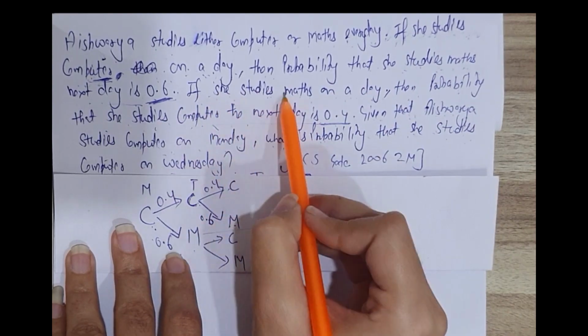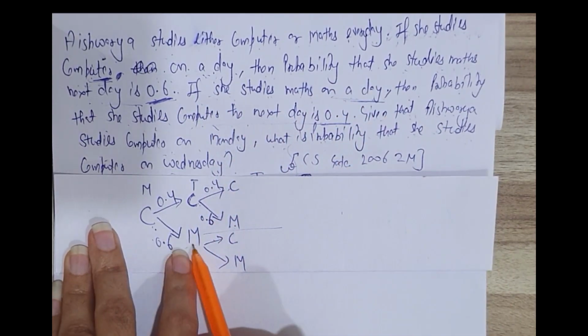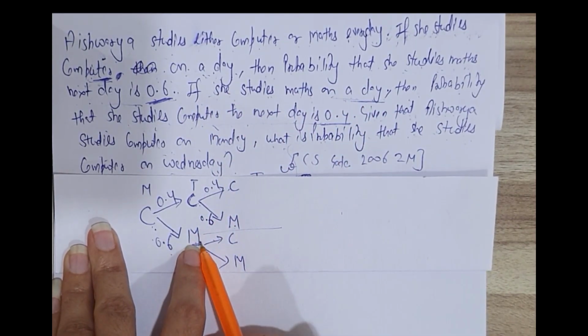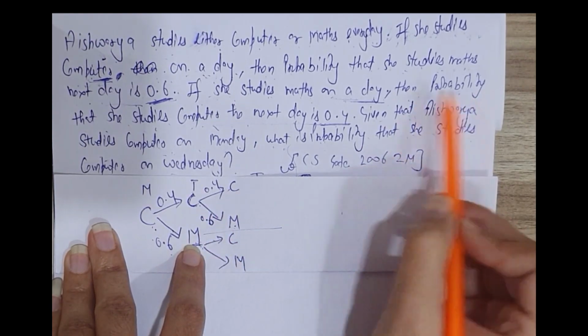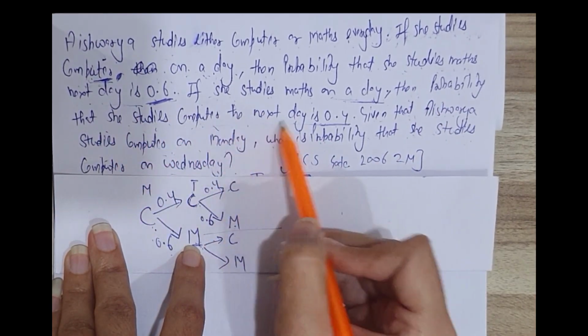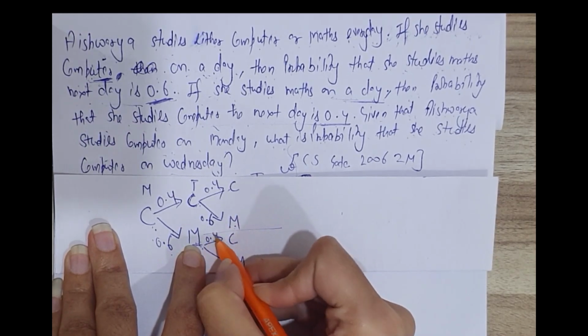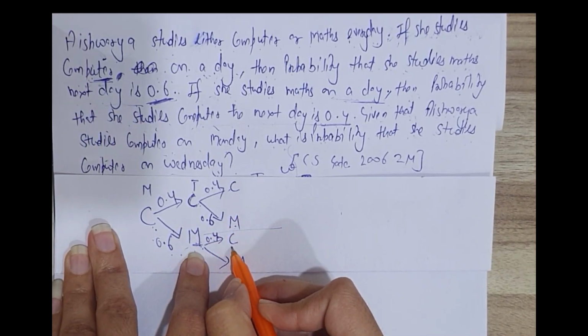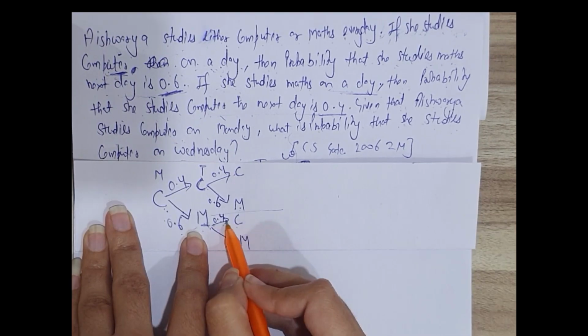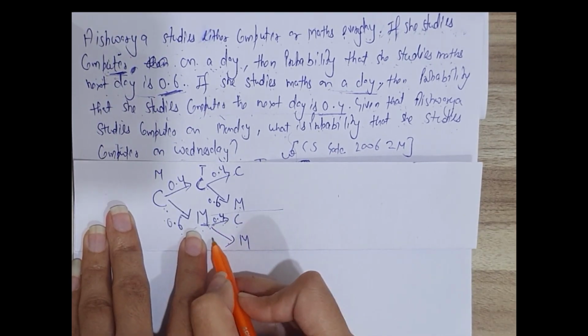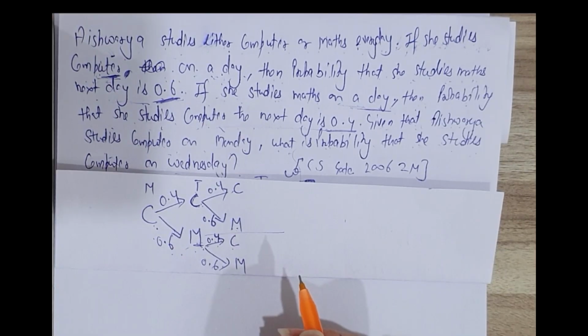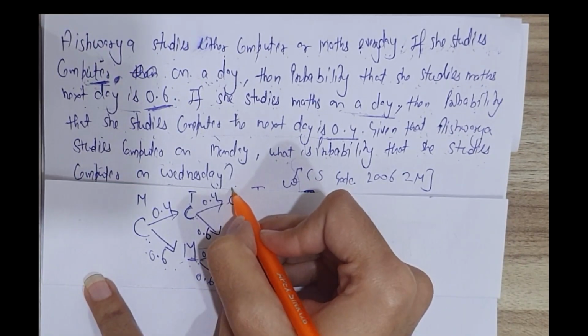Similarly, if she studies maths on Tuesday, then the probability that she studies computer on the next day is 0.4. If this is 0.4, then studying maths is 0.6. Then these are the cases. This is Wednesday.